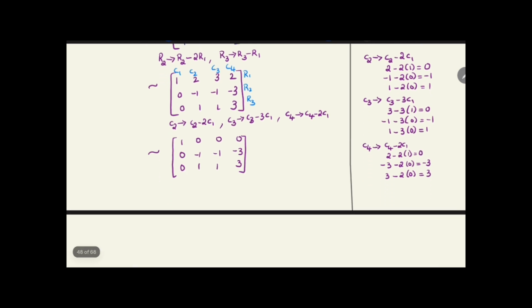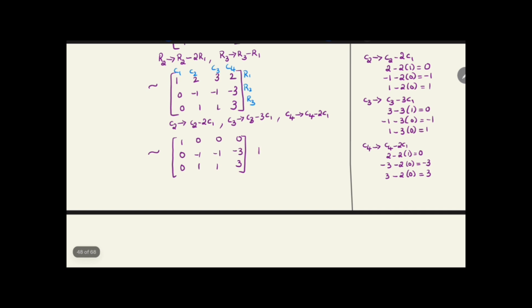Next, what do I have to do? What is the next step? Immediately I should get back to the second diagonal element. It should be 1, but it is minus 1 here. So what will I do here? I will multiply this second row with a negative sign.